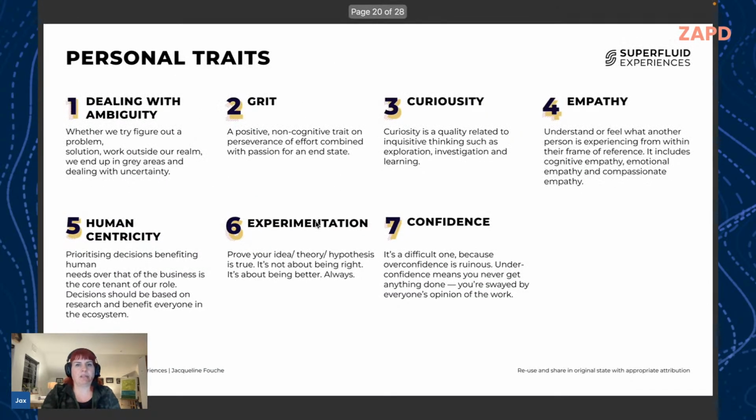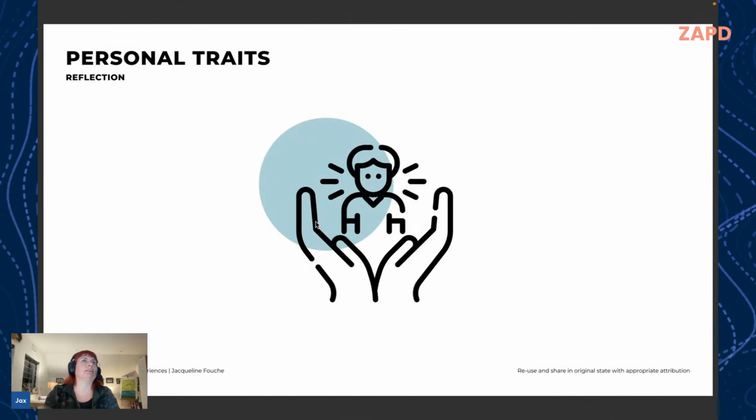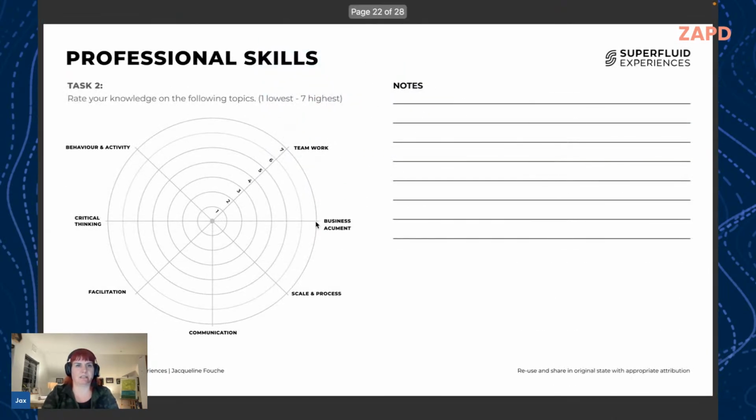So, dealing with ambiguity, and we've also talked a little bit about how the personal traits can affect you. Right, next one, rate yourself on how good you are at teamwork, 1 to 7. How good is your business acumen? Also 1 to 7. How good do you think you are at scale and process? Think a little bit about your communication, and communication is super important.